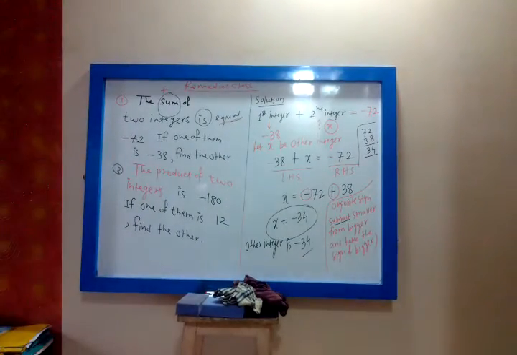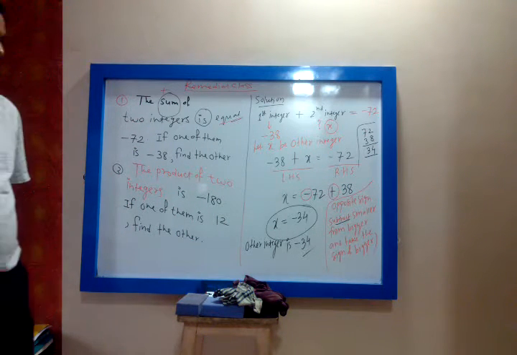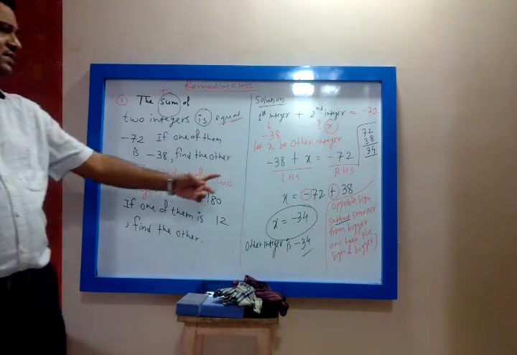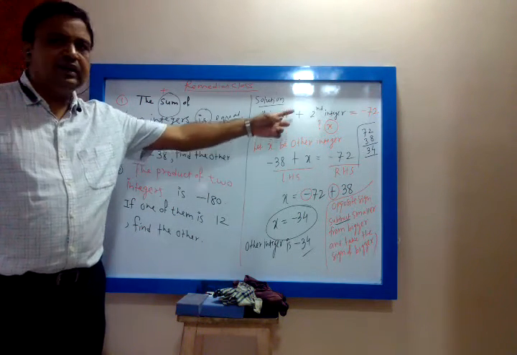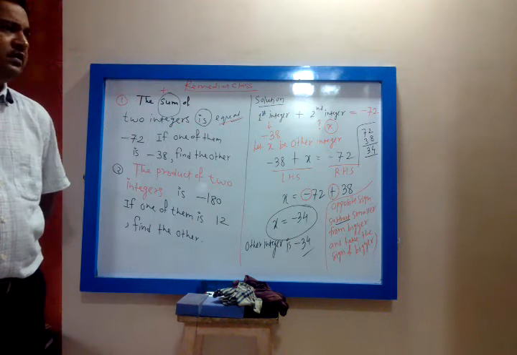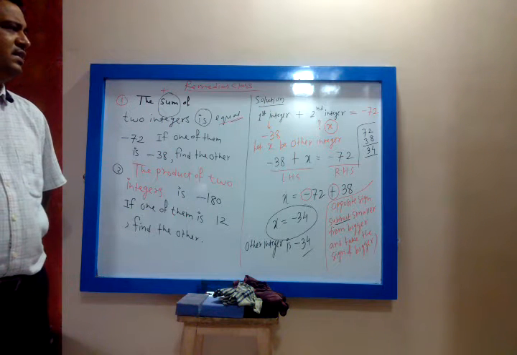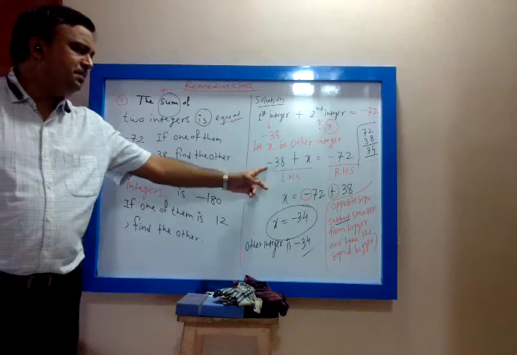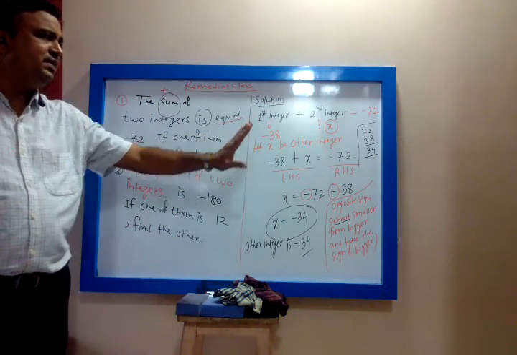Sum of two integers means first integer plus second integer is minus 72. The first integer is given, minus 38. The second integer we have to find. So we consider the second integer x. So minus 38 plus x is equal to minus 72.